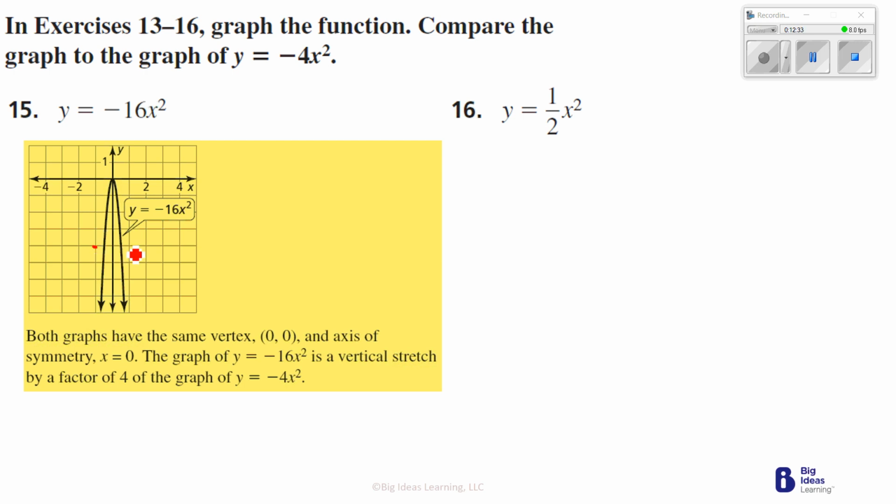And so you see how this is going to be a stretch, right? Because the other one, the original one, came like this. Oh, my parabola is super ugly. But I think you guys see where I'm going with this. Okay, it's stretching downward, so that's a vertical stretch. All right, number 16 is yours to do.